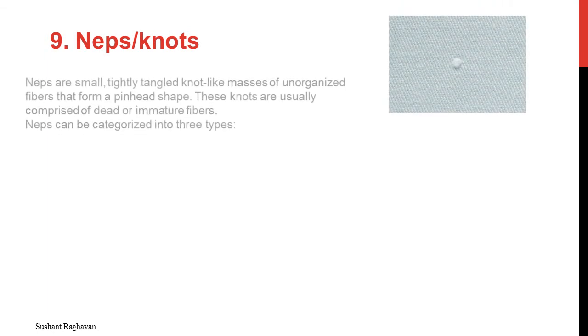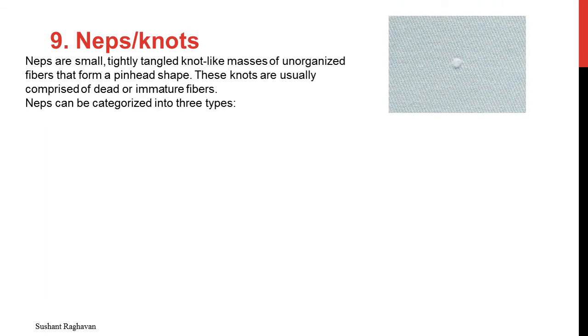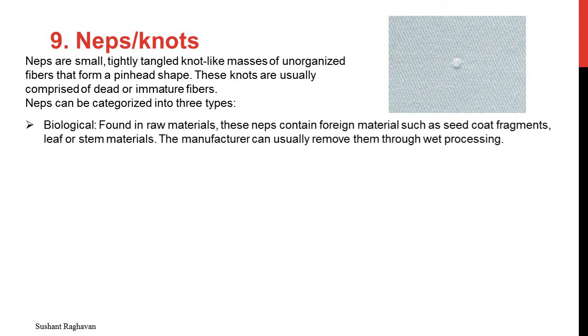Neps or knots. Neps are small, tightly tangled, knot-like masses of unorganized fibers that form a pinhead shape. These knots are usually comprised of dead or immature fibers. Neps can be categorized into three types. Biological, found in raw materials. These neps contain foreign materials such as seed coat fragments, leaf or stem materials.